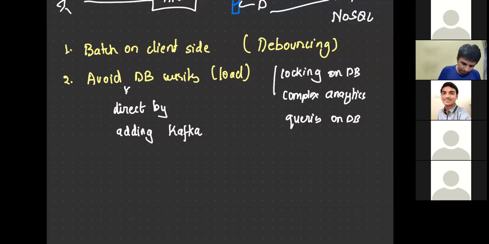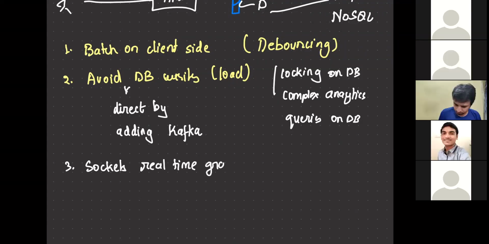And then obviously the third point would be sockets for real-time gratification. Real-time gratification to people where they see the hearts and all, right? So these are the key things that you can do: batching it on the client side, and the DB pe tha.